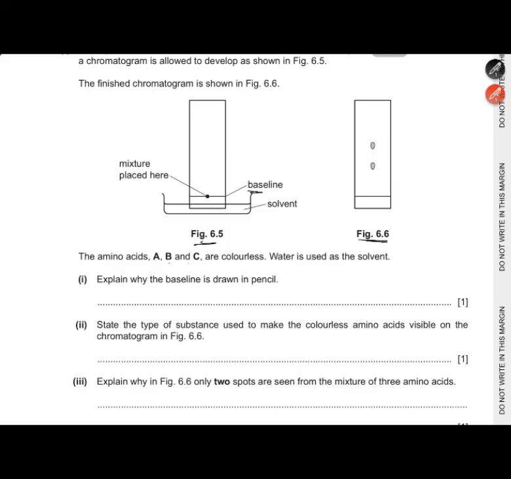It's also going to separate and show up in the chromatogram and give us inaccurate results. So we use pencil. Pencil is insoluble in the solvent. State the type of substance used to make the colorless amino acids visible. It is called a locating agent.